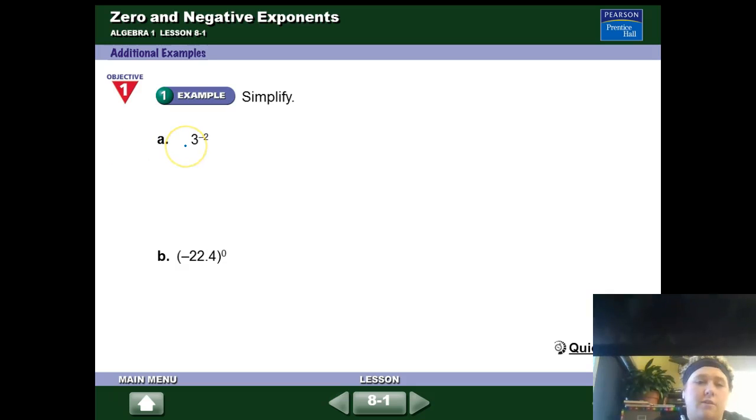First example here is 3 to the power of negative 2. So right away we have a negative exponent. So we are going to make this negative exponent a positive. So what we do is we know we're going to go 1 over whatever this base is, 3 to a positive exponent. So we're going to have a positive 2 now.